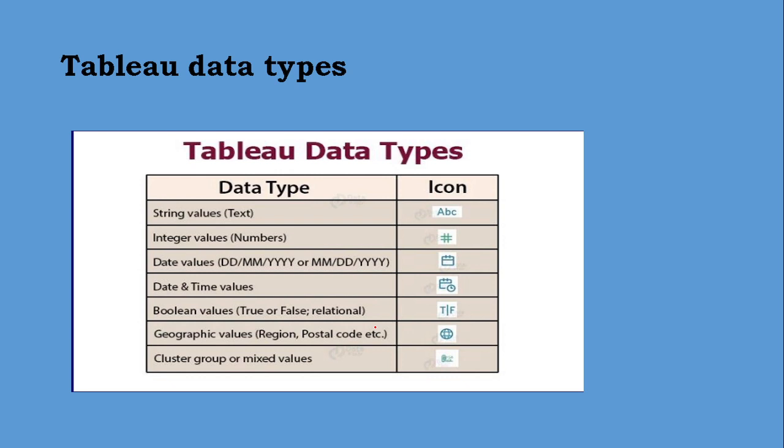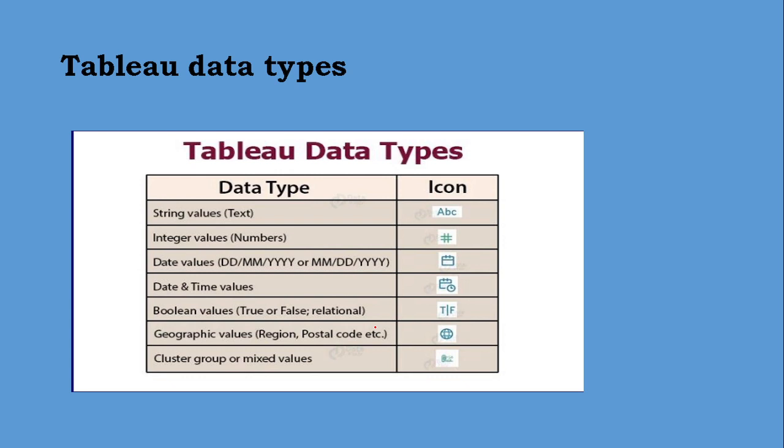So number one, we have string values, or what you call text. I think you are familiar with text or characters. The icon for this in Tableau is ABC. Those are text like the names of places, names of people, names of products, all those text things, they'll be under ABC. We call that data string values in Tableau. Then number two, we have integer values or numeric values. The numbers are shown using what we call the hash.